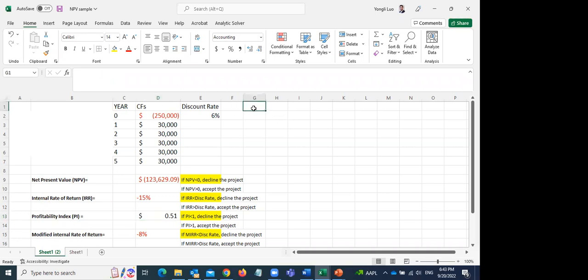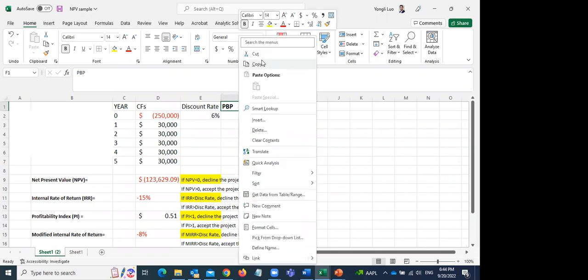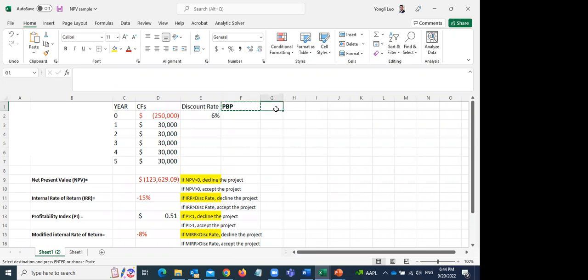How do you do the payback period? Usually we use PBP as the abbreviation for the payback period. So what is a payback period? The payback period is simple, it's talking about how long you can get your money back. Payback period is how long you can get your money back.